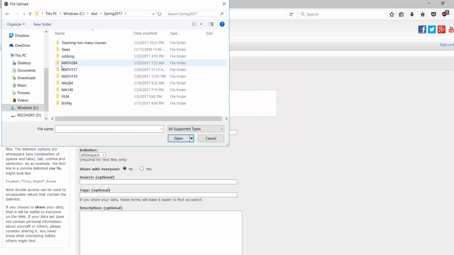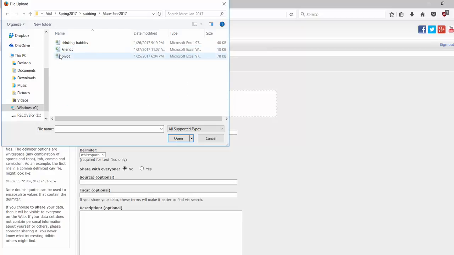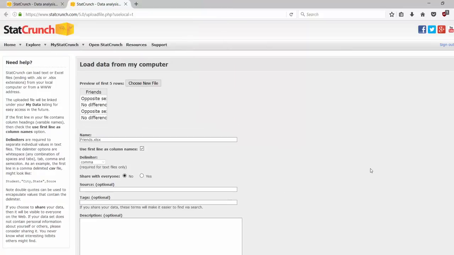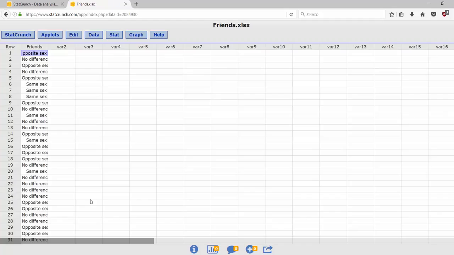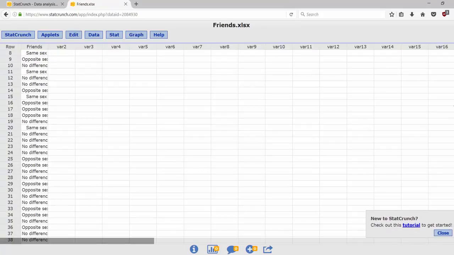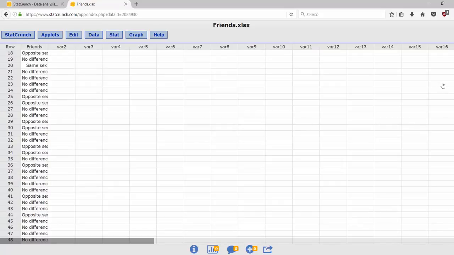Didn't I tell you I got too many classes of my own? Okay, so this is the data that I want to load. Remember, you're familiar with this data, right? So I'll say load file. In this case, this is loading. Please load. So here it's loaded, right?